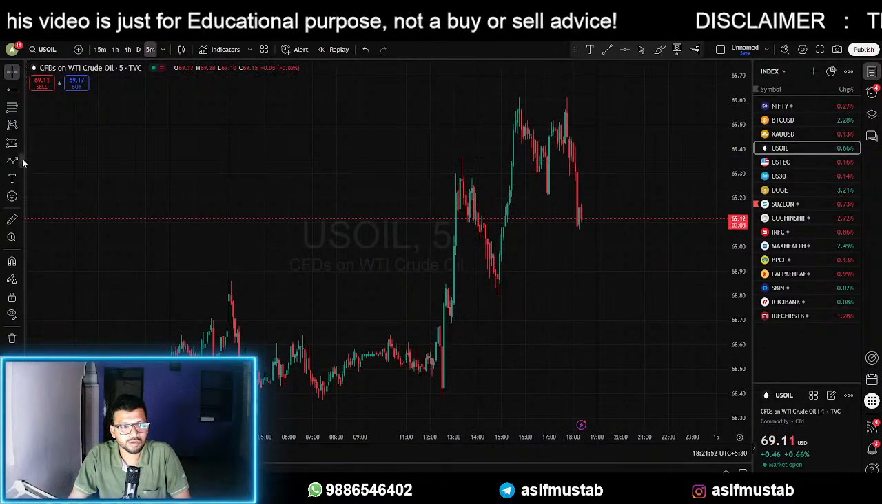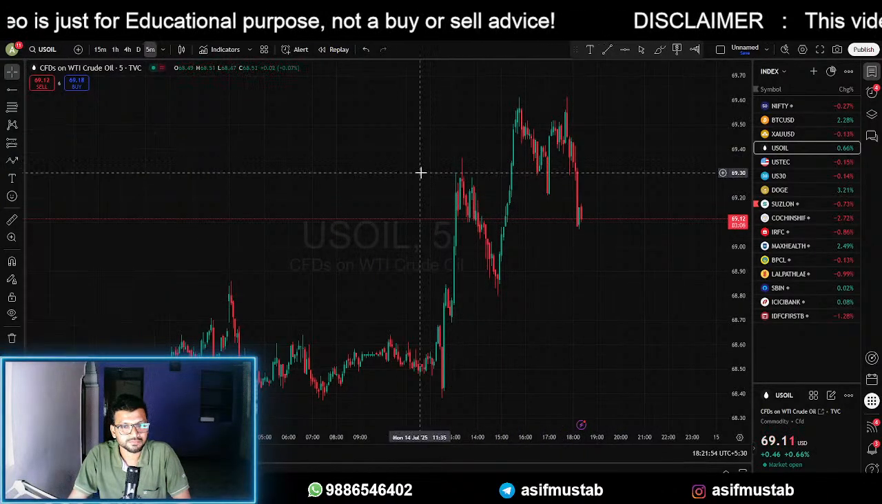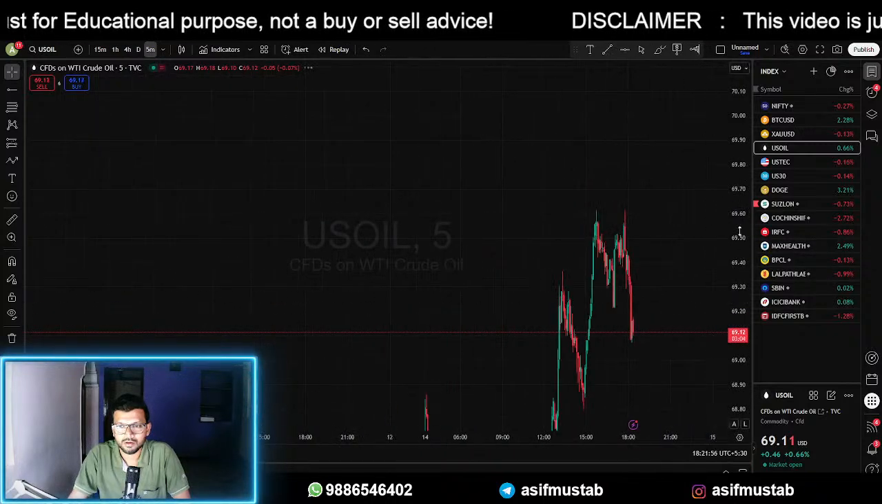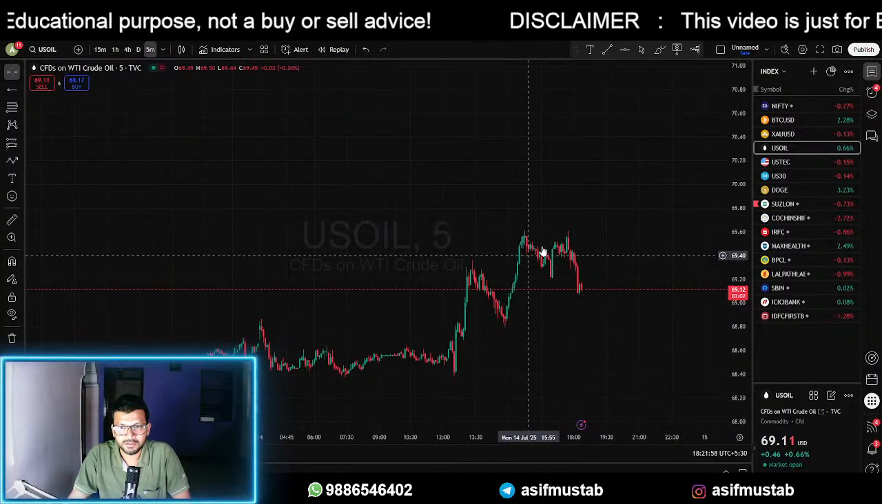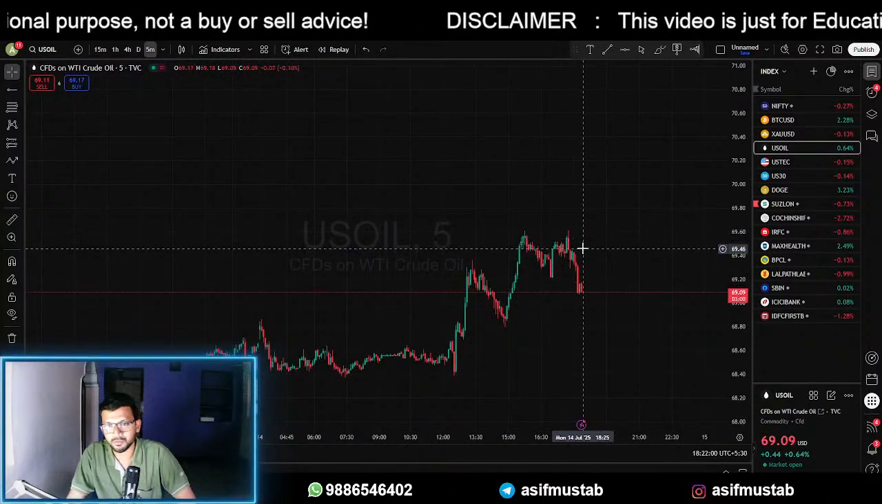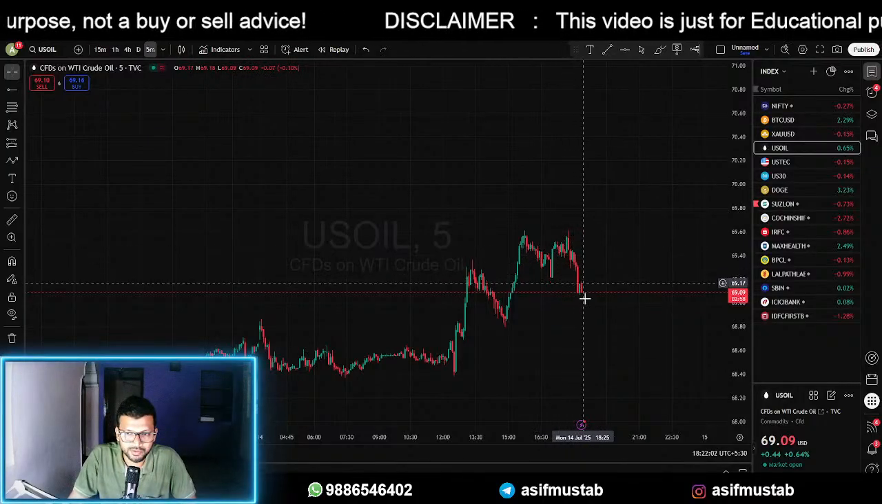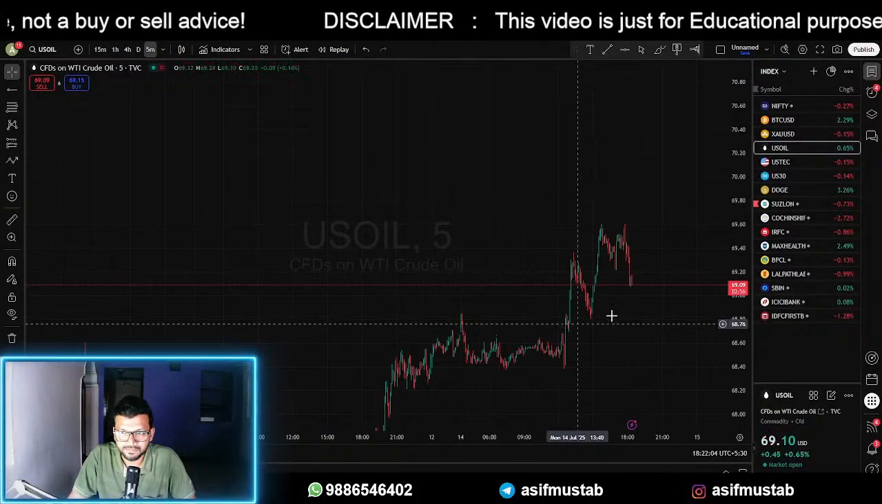And in US oil, this double top. After this double top, you can see even US oil started falling.